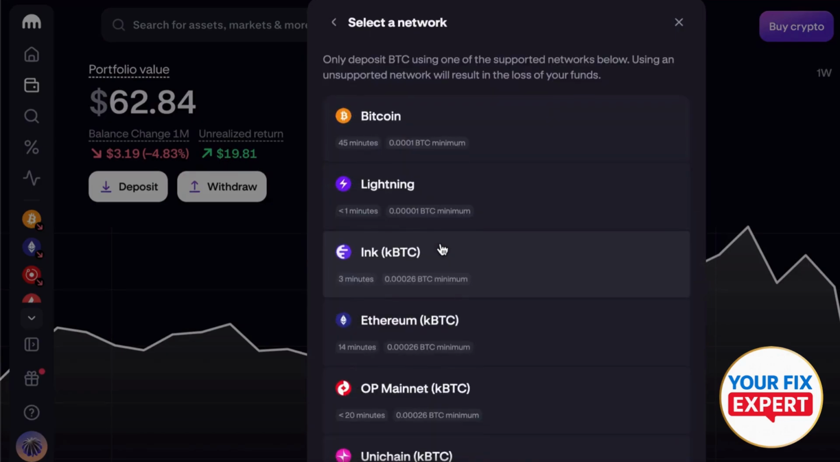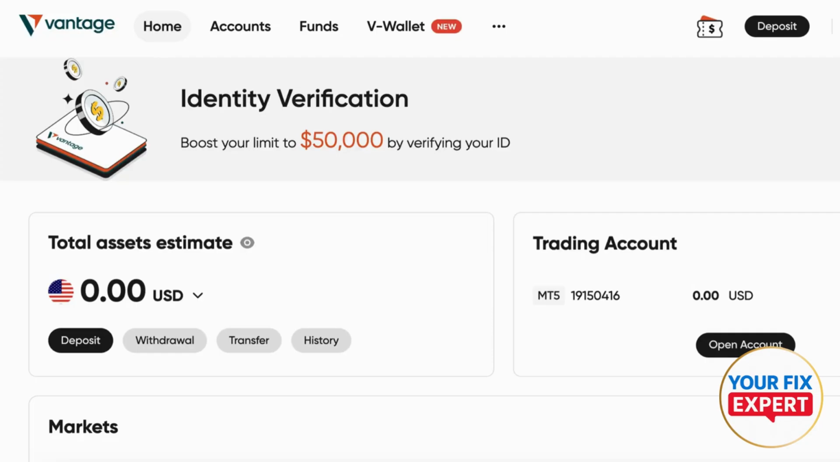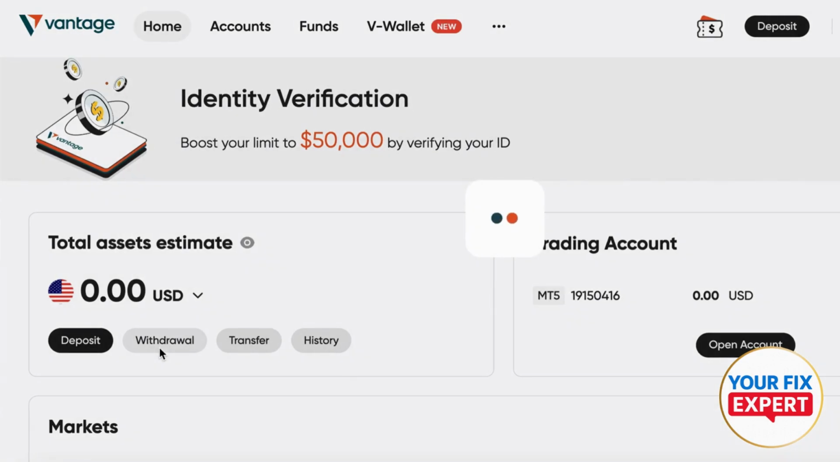So let's say for example I'm using Bitcoin, right? And I want to deposit more Bitcoin to my wallet. I'm gonna hit Bitcoin, the Bitcoin network, all right? I'm gonna copy the address, go to the Vantage and hit withdraw, all right?